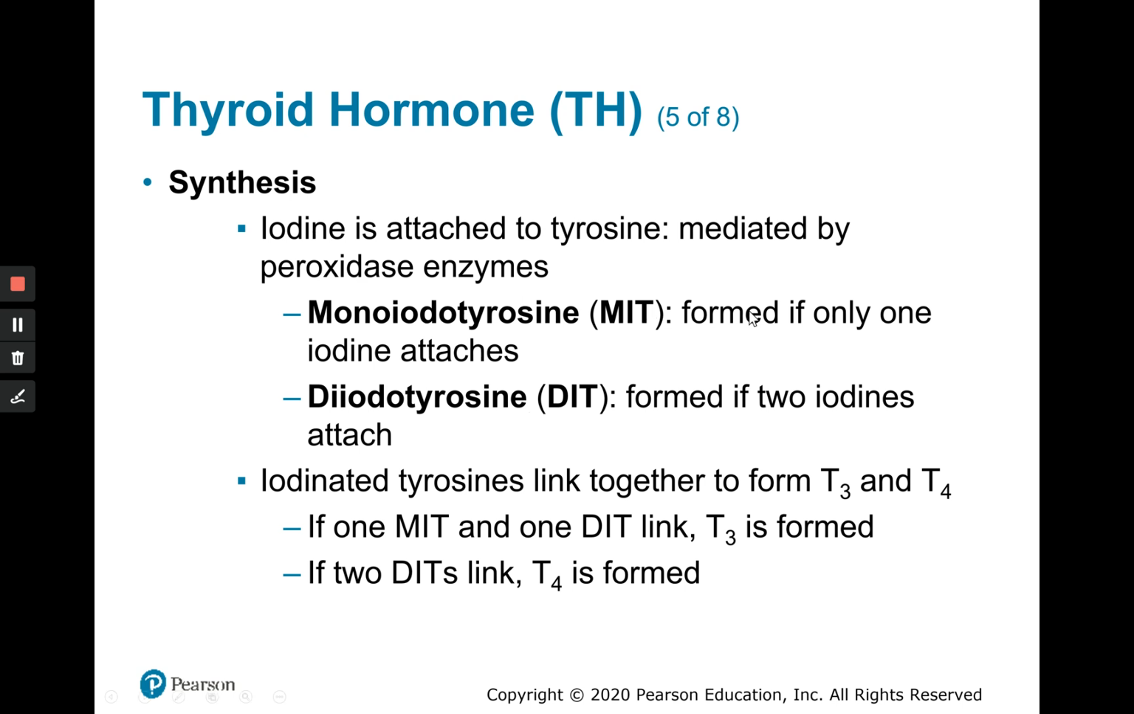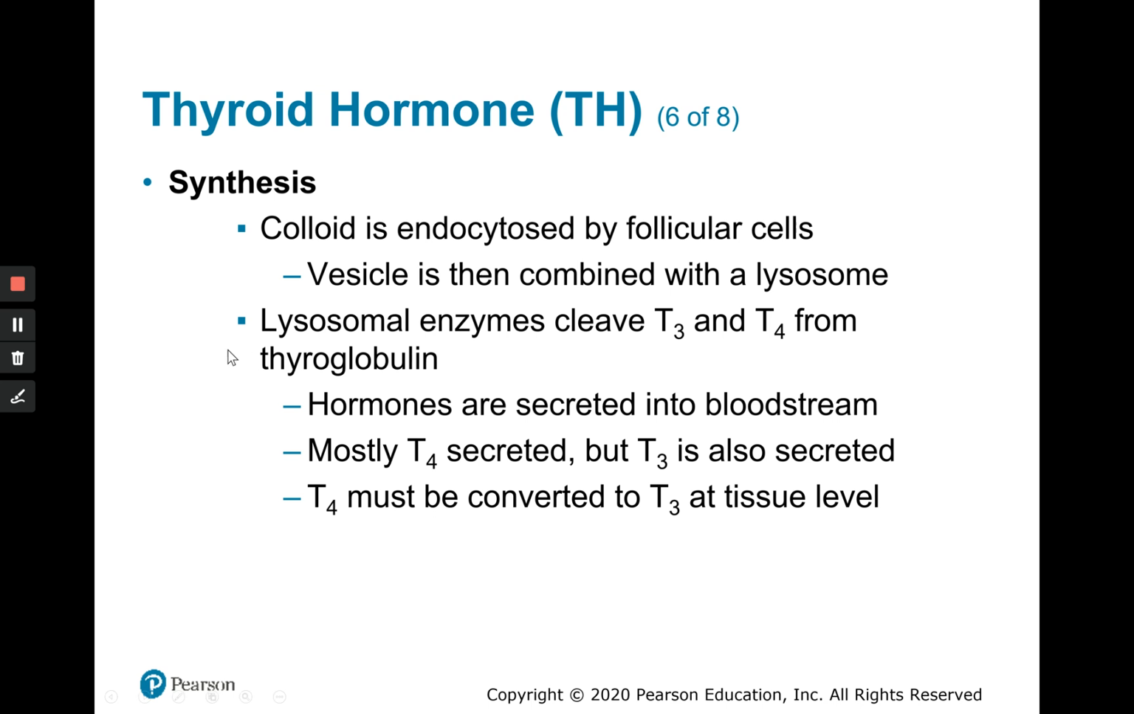So MIT is formed if only 1 iodine attaches to a tyrosine. DIT is formed if 2 iodines attach to a tyrosine. And then if we link the MIT and DITs together, we can form our T3 and T4. Remember, T3 and T4 both have 2 tyrosines, and the number after the T tells you how many iodines they have. So if we link an MIT and a DIT together, we can form T3, whereas if we link 2 DITs, we can form T4.